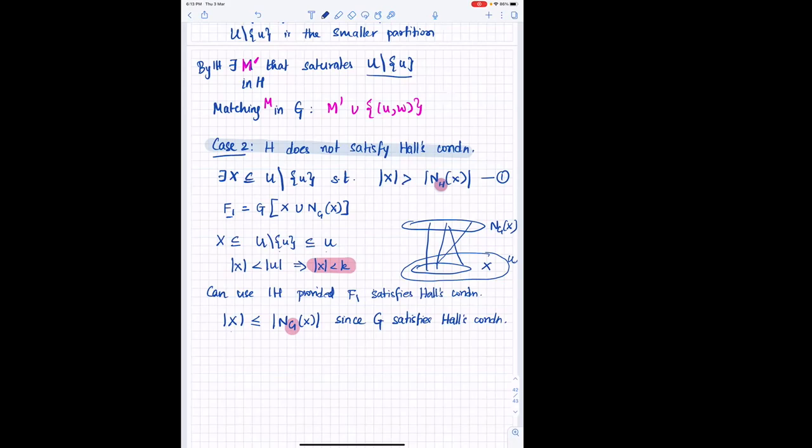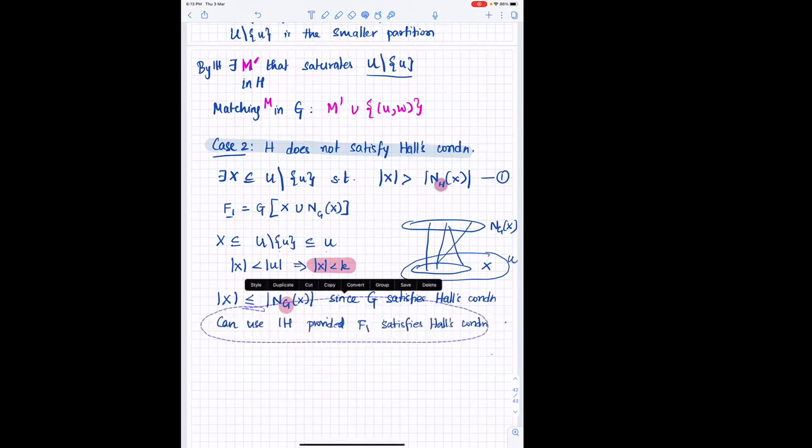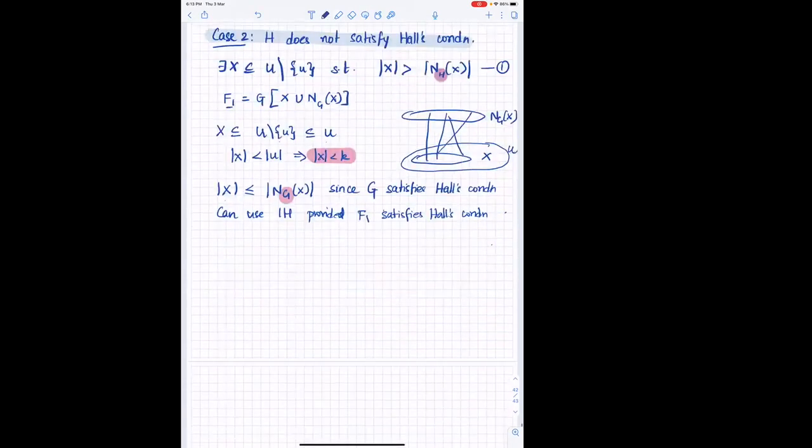Right. So one thing we know is that this tells us that X is the smaller partition and the cardinality of X is less than K. If we can somehow ensure that F1 satisfies Hall's condition, we'll be in good shape to apply the inductive hypothesis. So does F1 satisfy Hall's condition? That is the question. To show that, I have to look at every subset S of X, and I have to argue about the neighbors.